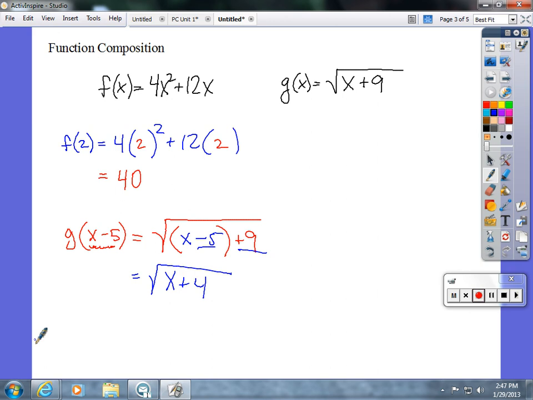That's just substituting a value or an expression into one function. What if we substitute a value into both functions, or an actual whole function into another function? Let's take a look at those problems. I'm going to clear some of this here.